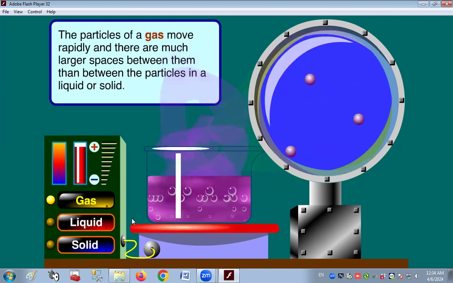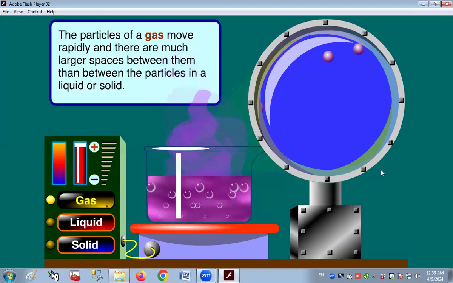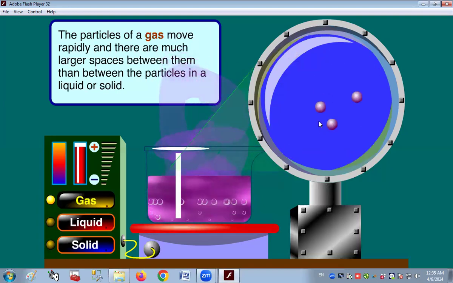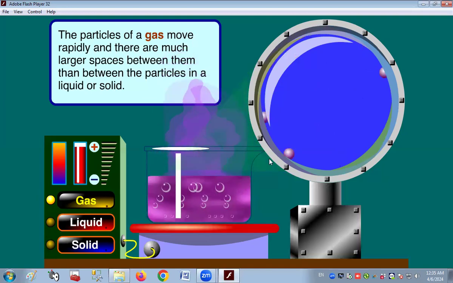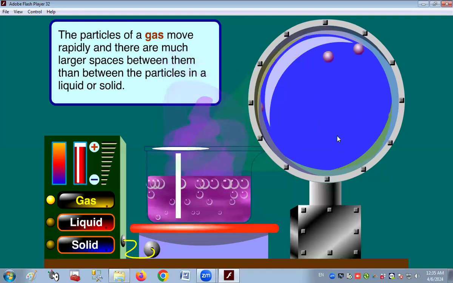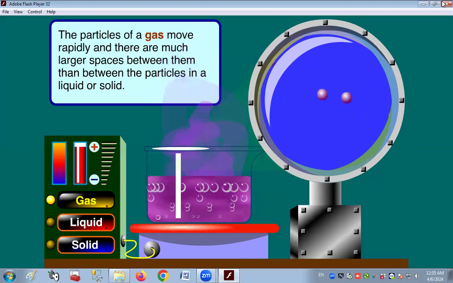Right now, you can see that the particles are far away from each other. They are having the maximum freedom, no forces in between them, you can see, right? And they occupy the maximum space and they have indefinite volume and indefinite shape. So this is how we have the different conversion from solid to liquid. We call it melting, and from liquid to gaseous state, we call it evaporation or boiling, right?